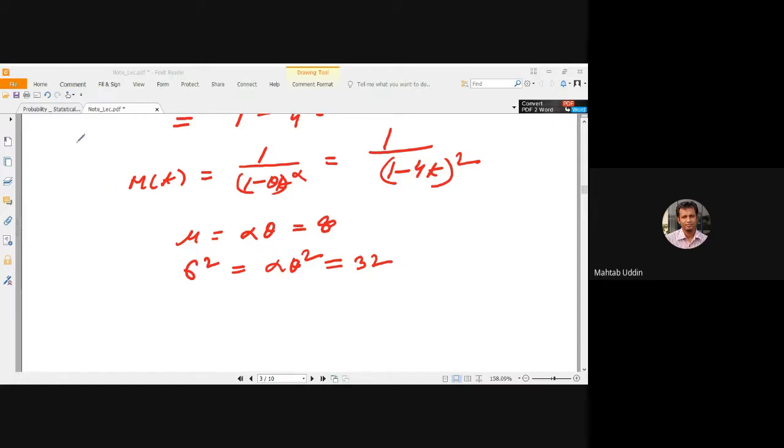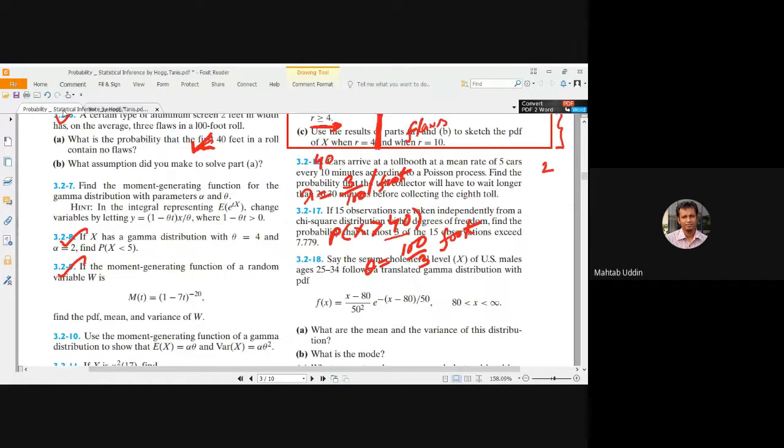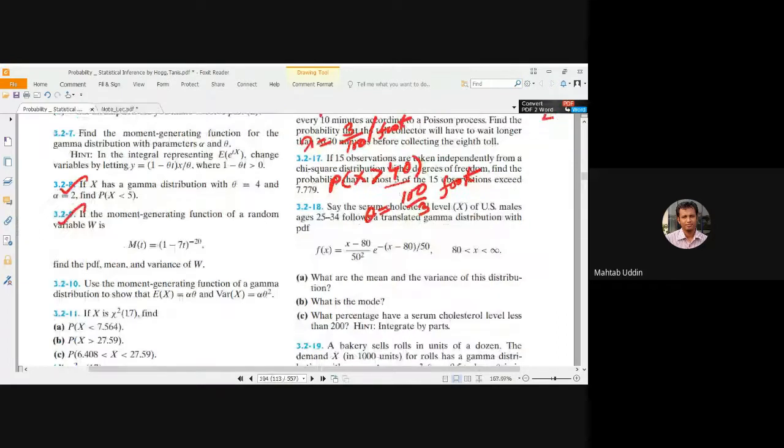Okay, the last math from this chapter. It is said you have to find... I want to give it as homework. Just the moment generating function is this, so you can write M of t is equal to 1 by 1 minus 7t whole to the power 20.